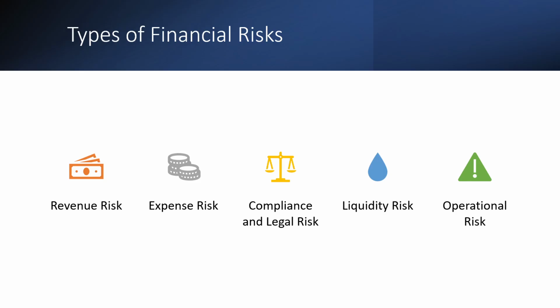Common types of financial risks include revenue risk, the instability in funding sources; expense risks, unexpected cost increases; compliance and legal risk, the failure to meet requirements; liquidity risk, with insufficient cash flow; and operational risk, which are inefficiencies or system failures. Understanding each helps you plan mitigation strategies.